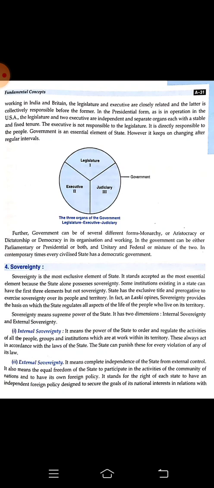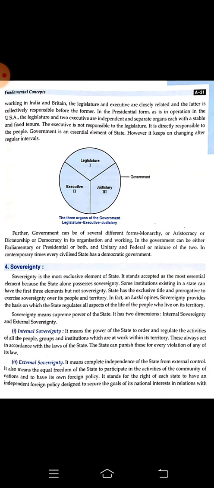Next, we have sovereignty. Sovereignty is the most exclusive element of state. It stands accepted as the most essential element because the state alone possesses sovereignty. Sovereignty means the supreme power of the state. It has two dimensions: internal sovereignty and external sovereignty. Internal sovereignty means the country is free to take its internal domestic decisions, that is, they are working within its territory.